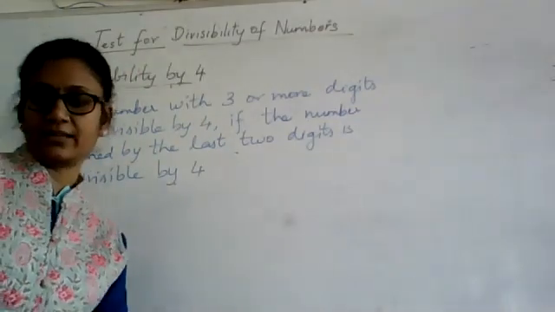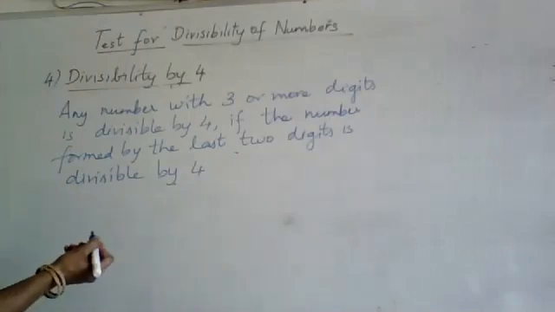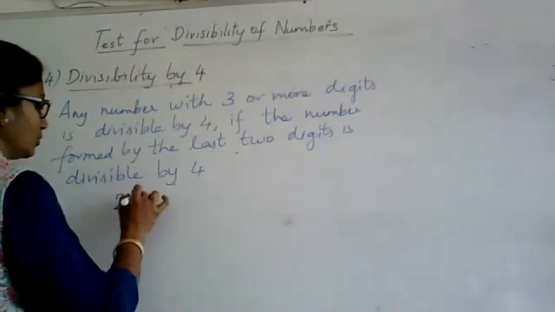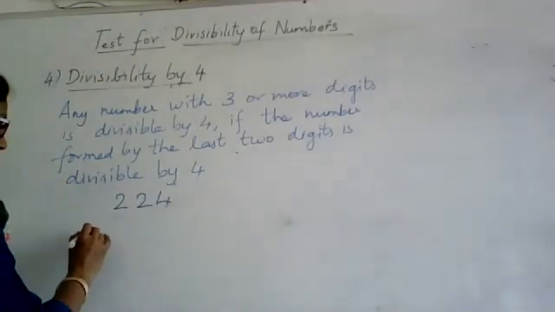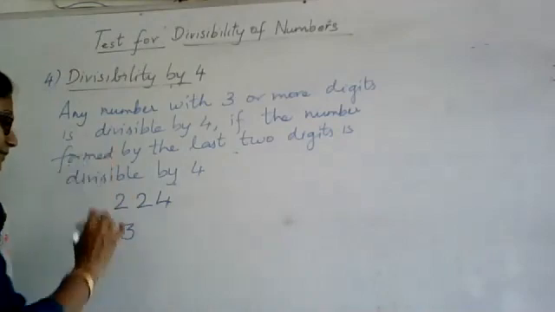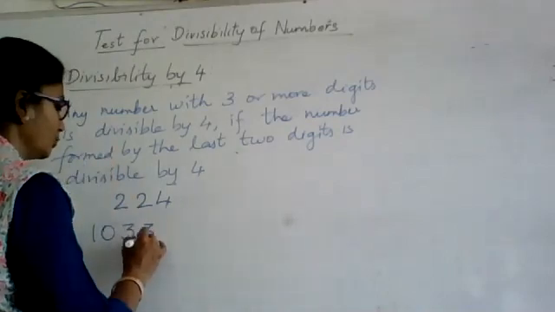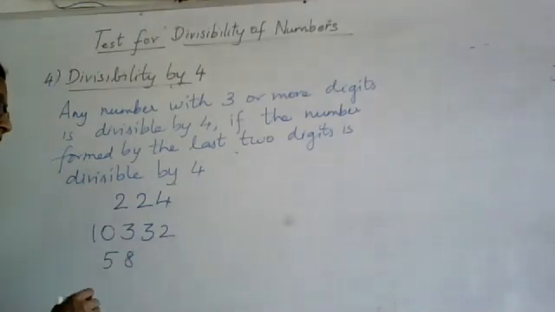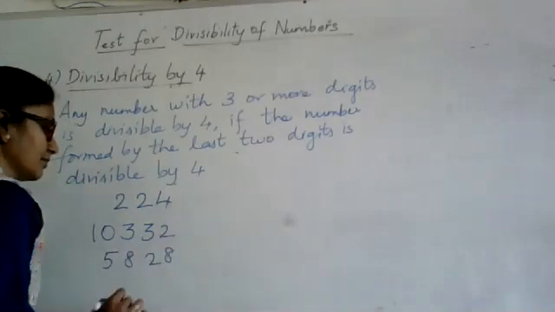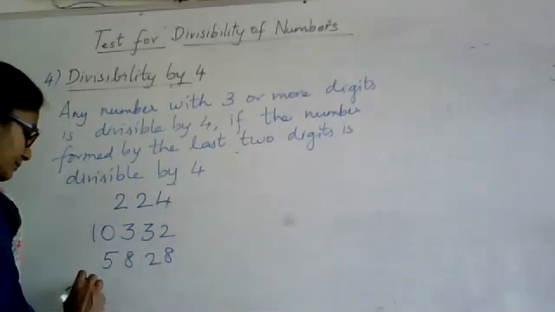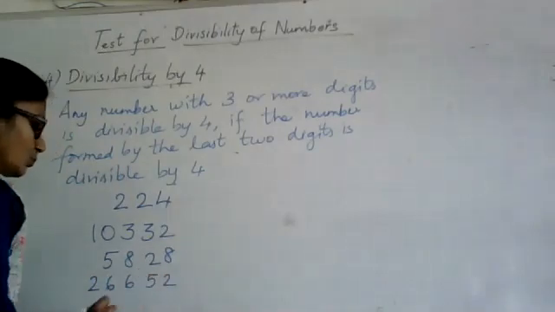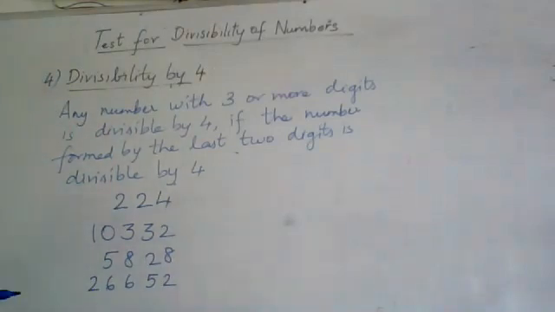Okay, so that's how we decided. So I already gave some examples. Now some more examples I'll take. Say I take the number 224. Then I take 10,332. Then I take 5,828. Then I take 26,652. So all these are the numbers that I have taken. Now I have to say whether it is divisible by 4 or not.